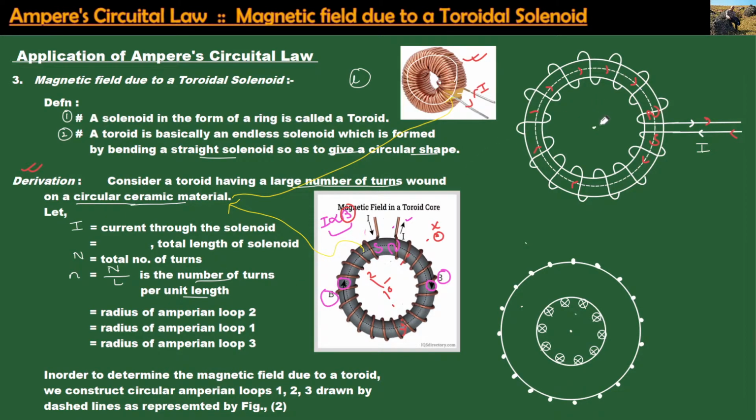Now, what is this total length of the solenoid? If I want to take the total length of the solenoid, I have to consider this area of the solenoid. Suppose R is the radius of this toroid, then it is obvious that the circumference of the toroid, which is twice pi r, will give us the length of the solenoid. So if L is the total length of the solenoid, then L will be equal to twice pi r. So those are the important things.